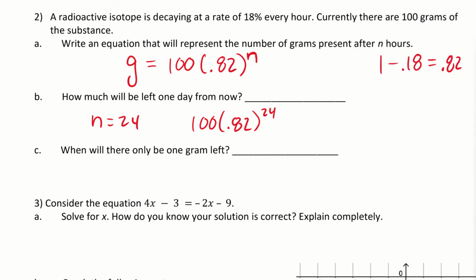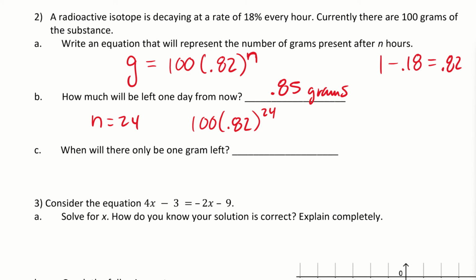0.854. So we have less than a gram. We've got 0.85 grams approximately. So how much will be left one day from now, 24 hours from now? 0.85 grams. The next thing is when will there only be 1 gram left? Well, I'm pretty sure it's less than 24 hours from now, because 24 hours from now there's not a gram.